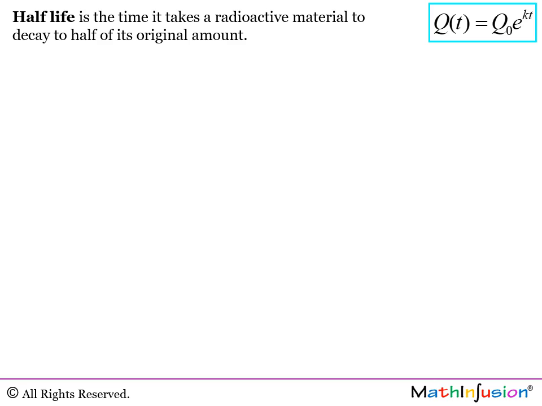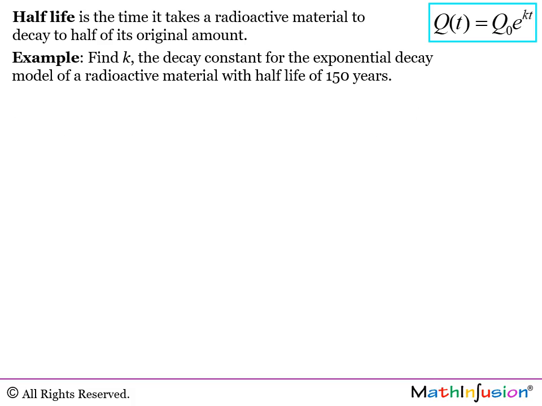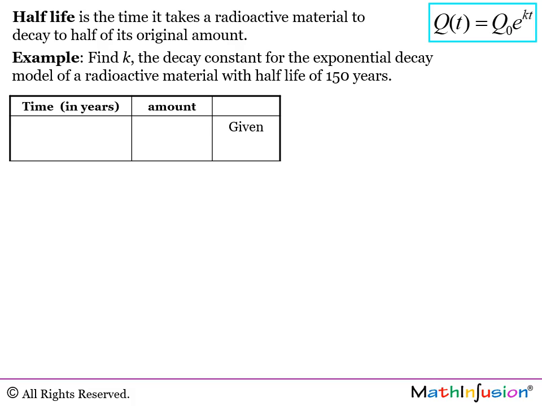Let's do another example. Half-life is the time it takes a radioactive material to decay to half of its original amount. We want to find k, the decay constant for the exponential decay model of a radioactive material with a half-life of 150 years. Again, I will do a chart even though the chart is a little bit silly in this case, but it's better to get used to that.